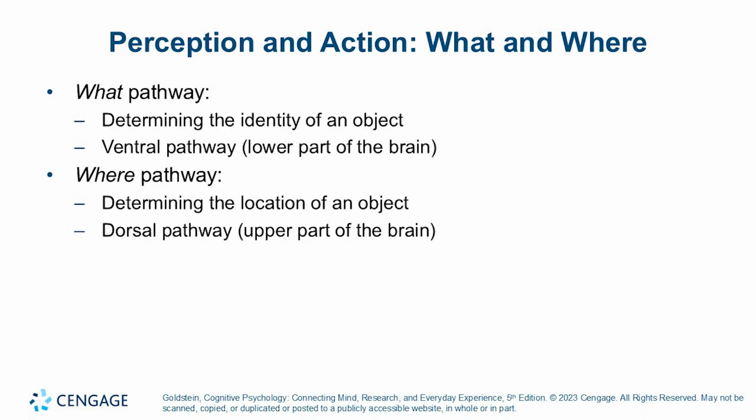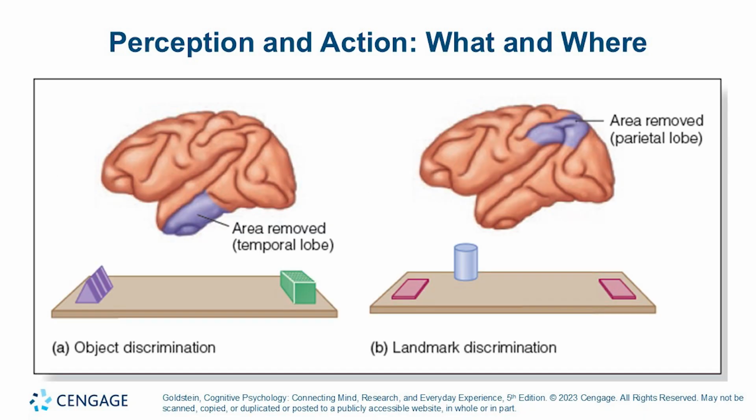We also have what we call the where or the action pathway that goes along the dorsal part of the brain, so through the parietal lobe, and the information going that way is used to determine the location of objects and how to interact with them. And we have many experiments that were used to determine these two pathways.